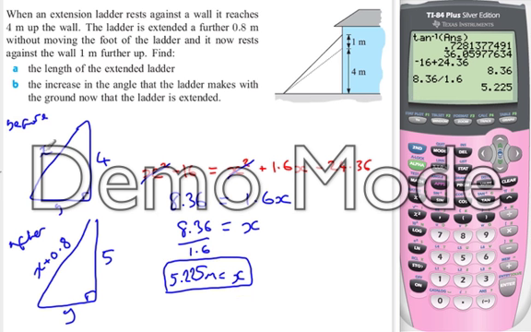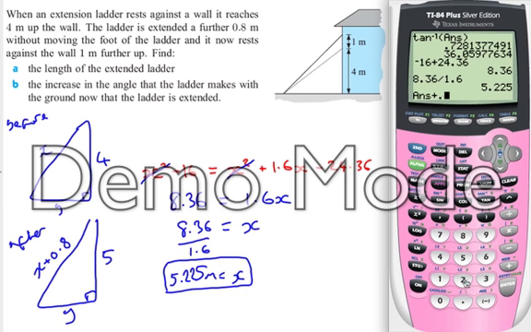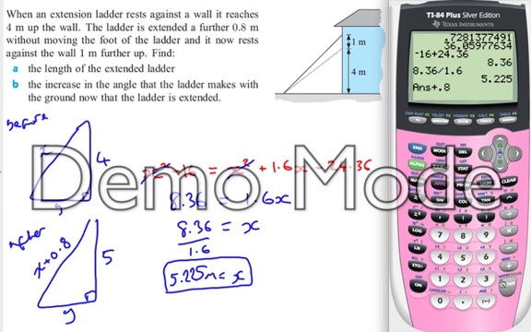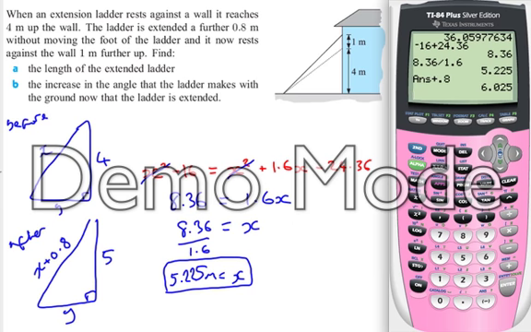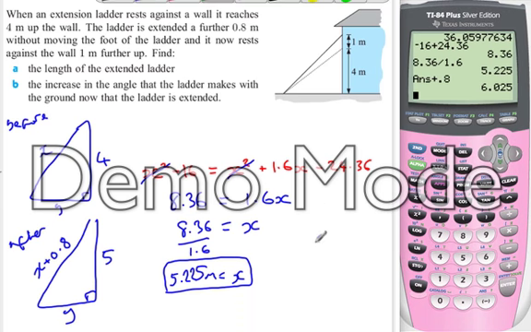Alright, so that is our original length of the ladder, and when the ladder's been extended it's going to be longer. Part A says what's the length of the extended ladder, so we do need to add 0.8 onto that. So let's get another colour, shall we? Part A, the answer is 6.025 meters. And now the increase in angle that the ladder makes with the ground now that the ladder is extended.